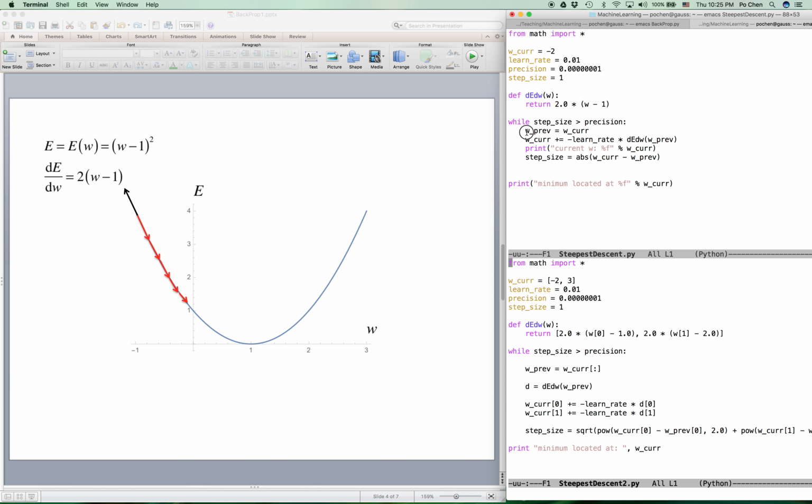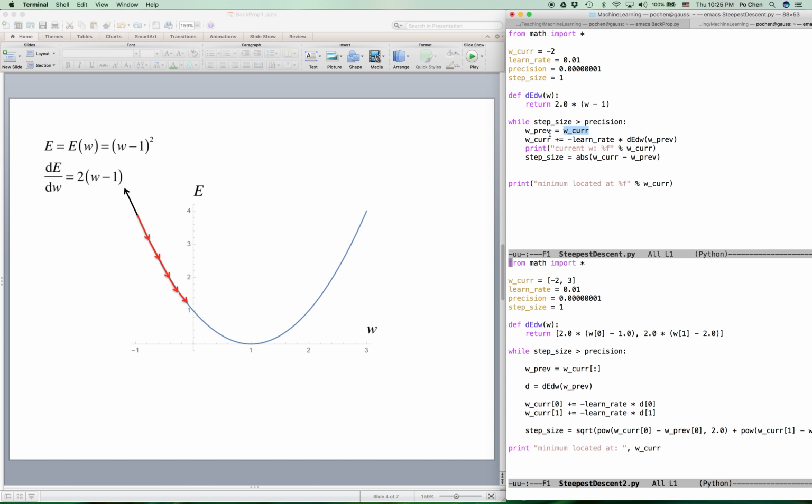So on the first line inside the loop, we are basically just assigning the current W value to a variable that's called W pref. So we can actually have a record of the W value before we make any changes to it. So W pref is just used to store the W value before it is being changed.